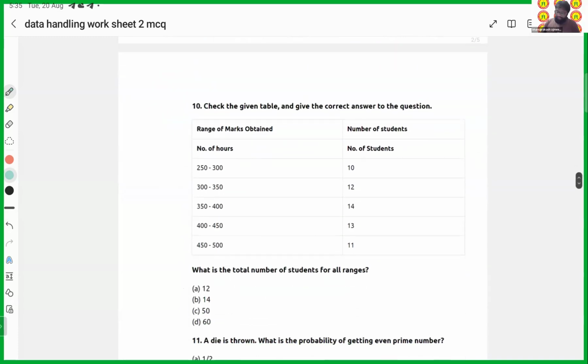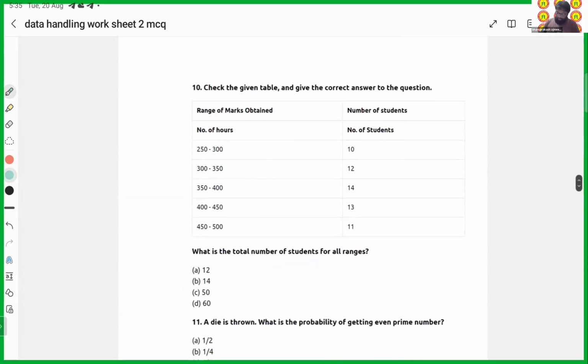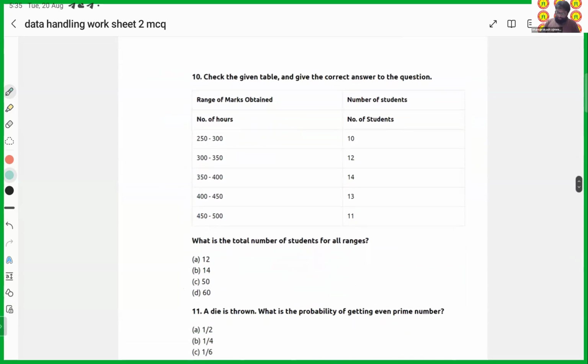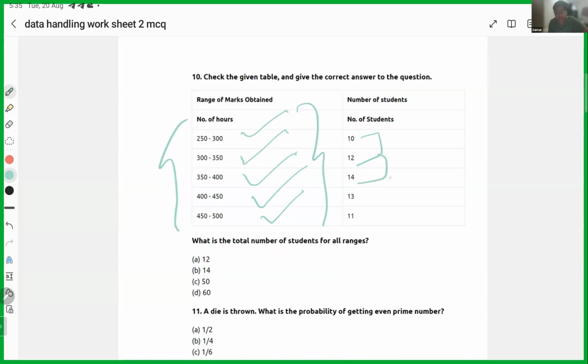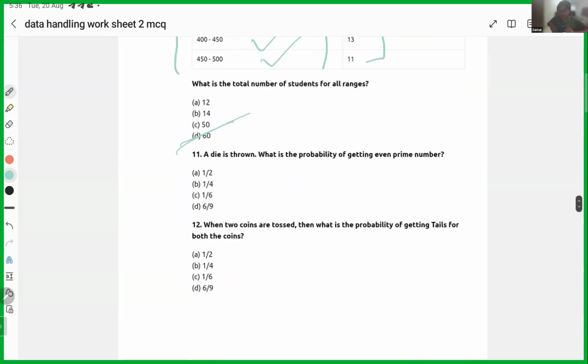Check the given table and give the correct answer. What is the total number of students for all ranges? 60. For all ranges, you have to consider 250 to 300, 300 to 350, 350 to 400, 400 to 450, 450 to 500. The sum of 10 plus 12 is 22. 22 plus 14 is 36. 36 plus 24 is 60. So the final answer is 60.